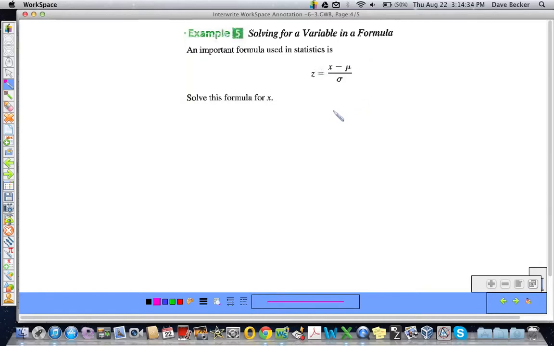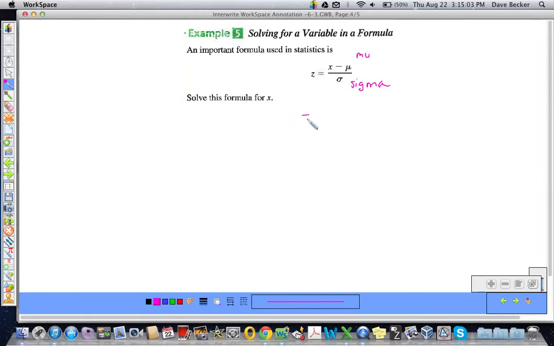This is the z-score, sometimes referred to in statistics, and many times we have to solve for one of these variables over here. So here we're being asked to solve for x. So z equals x minus, this is the Greek letter mu, and this is the Greek letter sigma. Mu and sigma, and those are the lowercase letters.